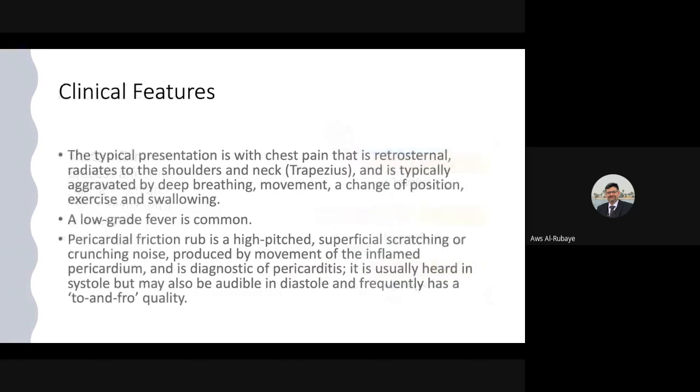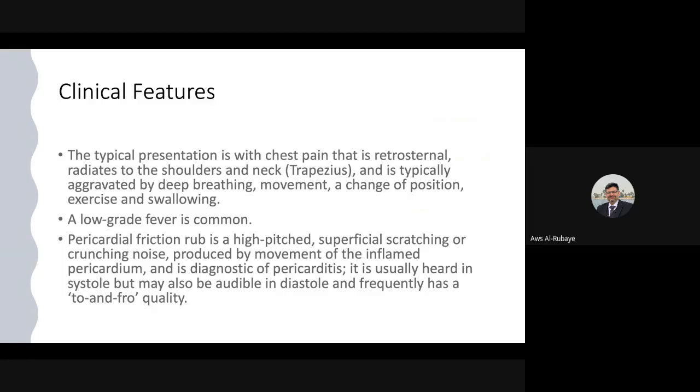The typical presentation is with chest pain that is retrosternal and radiates to the shoulder and neck. Typically it is said to radiate to the trapezius muscle. It is typically aggravated by deep breathing, movement, change of position, exercise and swallowing. A low-grade fever is common.